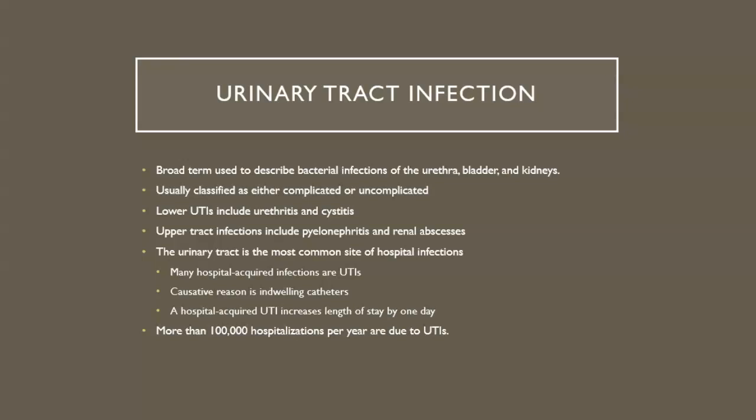So this is a broad term. It's used to describe any sort of bacterial infection of the urethra, bladder, or kidneys. And we usually classify that as complicated or uncomplicated, and so that's important to remember when you are recording a past medical history. There's lower UTIs and then upper tract infections, such as pyelonephritis or a renal abscess, and so these are also important to differentiate when you are taking a past medical history or treating someone and you're wanting to know what their past GU history is. These are important to note.